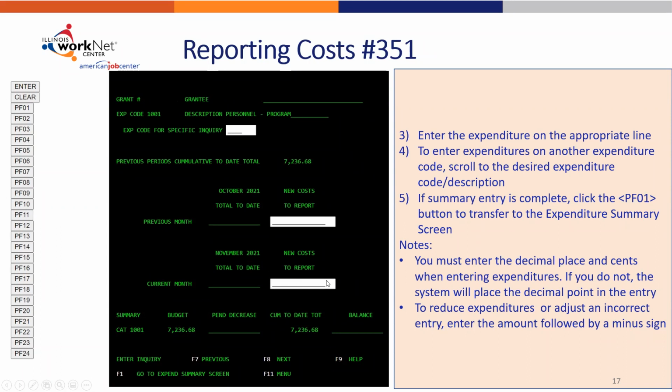And if you look down here, typically, I know this one doesn't show it because they've reported all their costs, but there's a balance. So if you have money loaded to this expenditure code, that'll show the balance of this code. So just a couple of notes. You must enter the decimal places and cents when entering expenditures. If you do not, the system will place the decimal point in the entry. To reduce expenditures or adjust an incorrect entry, enter the amount followed by a minus sign. And I'll work an example of that just to show you guys later on once we are in the system.